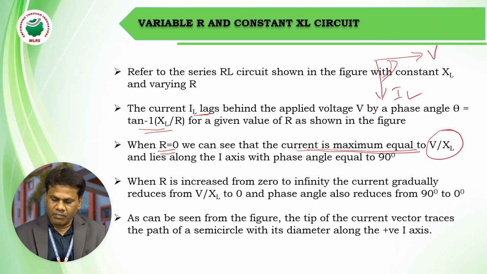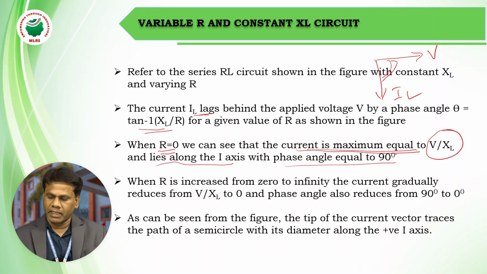This maximum current V by XL lies along the x-axis with a phase angle equal to 90 degrees. We can see that in a locus diagram or a phasor diagram. So when R is equal to 0, the current is maximum, and this maximum current lies along the current axis with a phase angle of 90 degrees.